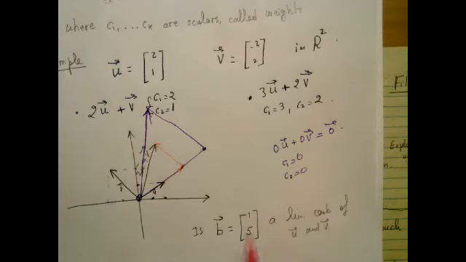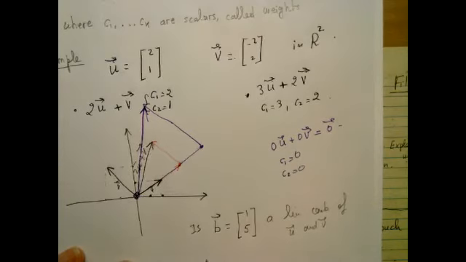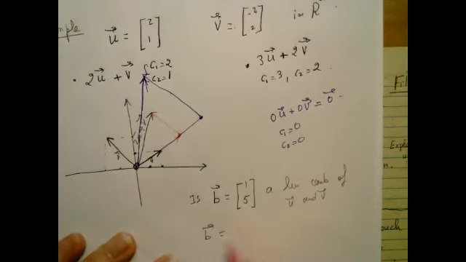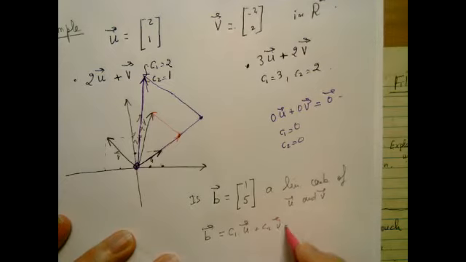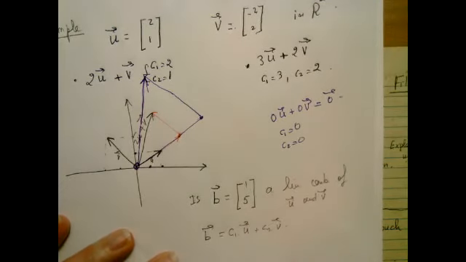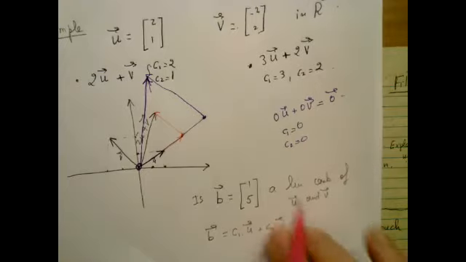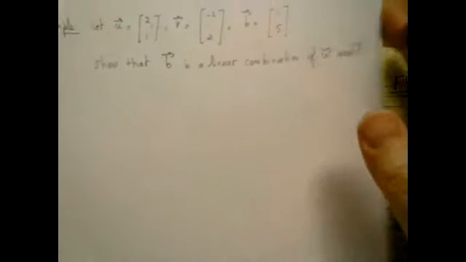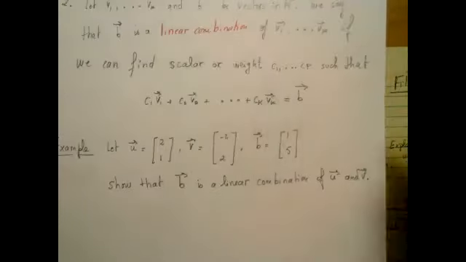I mean, is it possible to take the vector B and write it as a scalar times U plus a scalar times V? That's what it means. So if I pick a vector and ask you, is it a linear combination, it means, is it possible to write it as C1U plus C2V? So let me introduce, I'm going to go back to this question, but first I'm trying to write this as a definition.